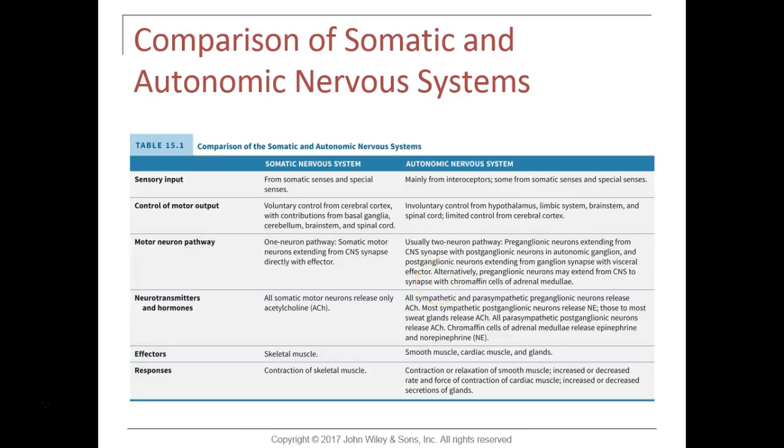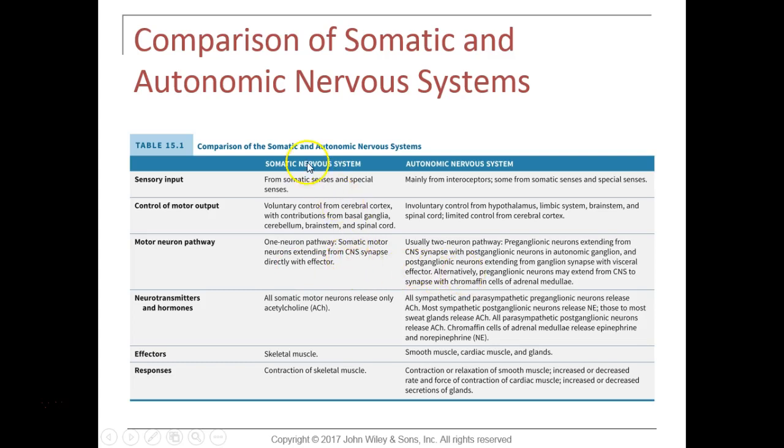So I put in here a table. I want you to review this. We're going to talk about the stuff that is in this table just for the comparison of the somatic nervous system and the autonomic nervous system in general. Some of the different features: what's the sensory input, what controls the motor output, what are the motor neuron pathways.